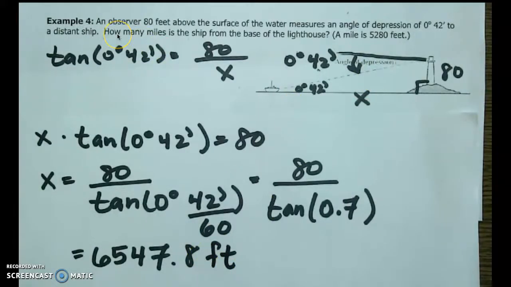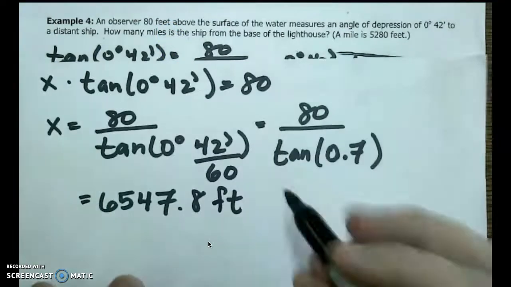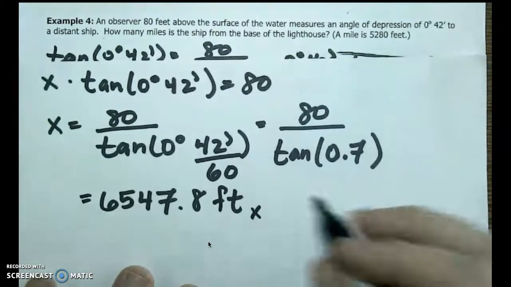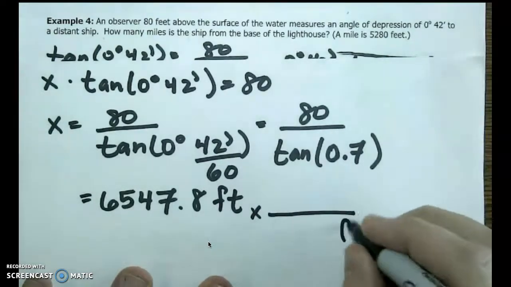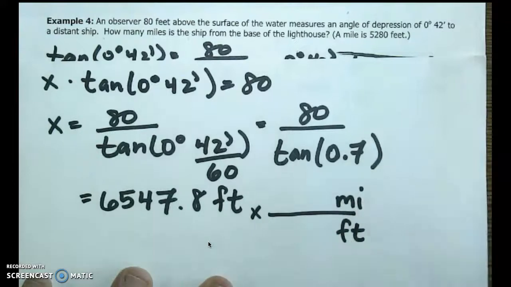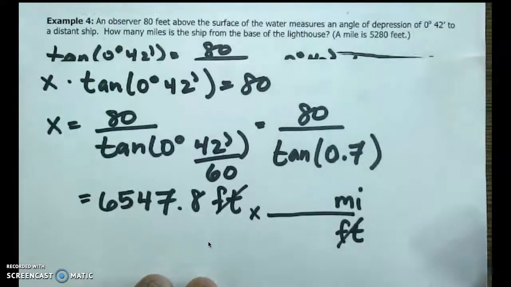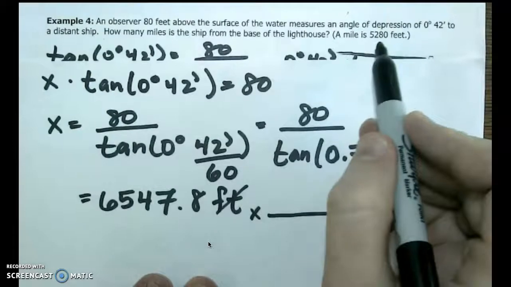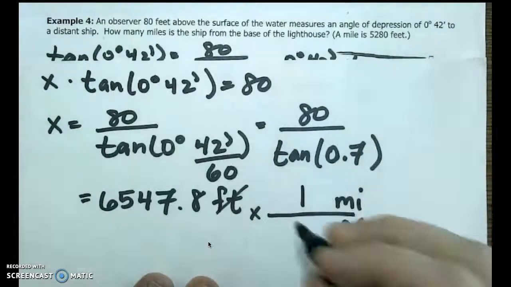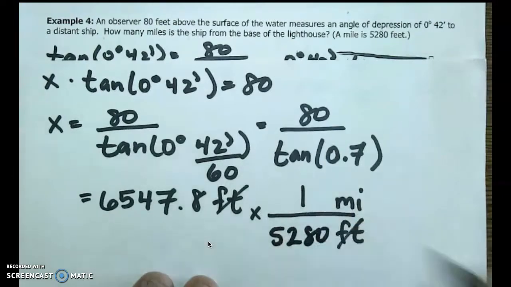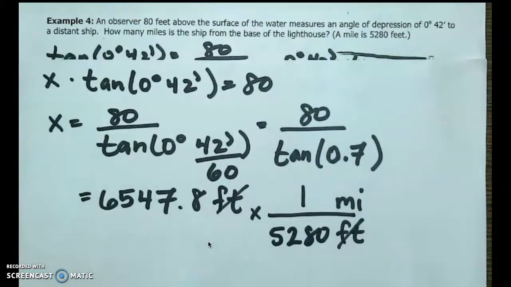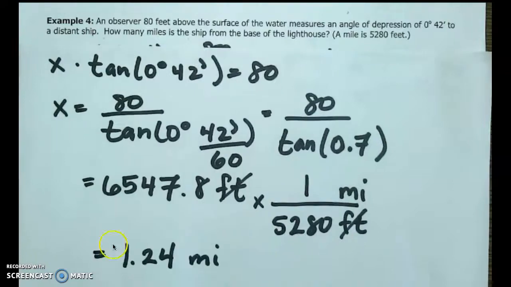But the question asks how many miles. So now we need to convert that and do some dimensional analysis. So we want miles, we want to get rid of feet. So I want feet on the bottom and I want miles on top. That way the feet unit will cancel. Then we want to put our conversion. 1 mile is 5,280 feet. So that means we're going to take that and divide by 5,280. And that leaves me with 1.24 miles.